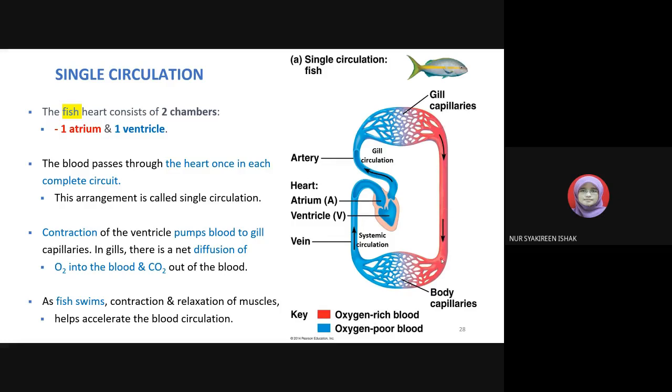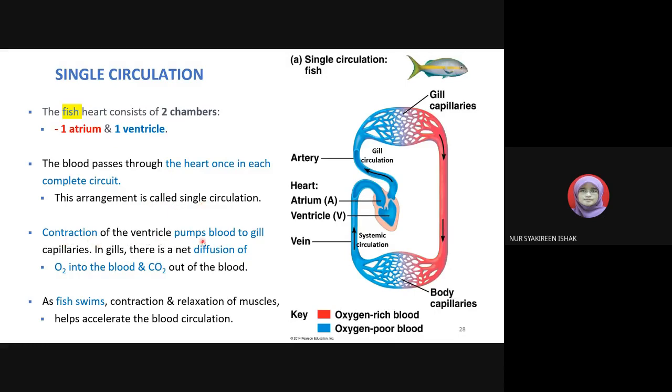So the movement of the fish, the swimming motion of the fish, will help to distribute the oxygen-rich blood throughout the body, the blood coming from the gills. The blood passes through the heart once in each complete circuit. This arrangement is called the single circulation.